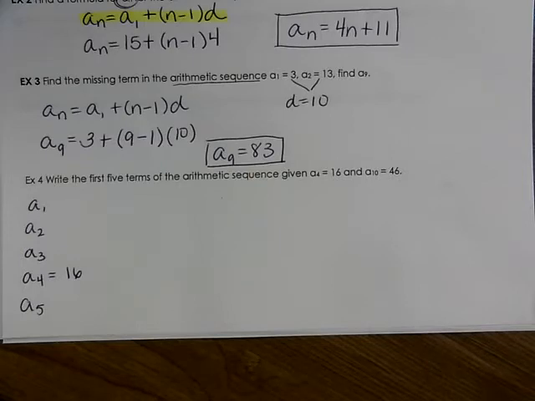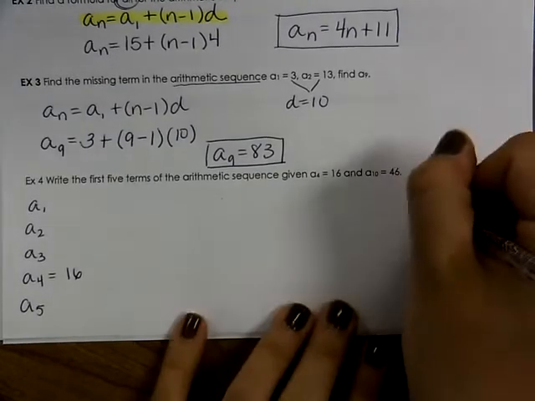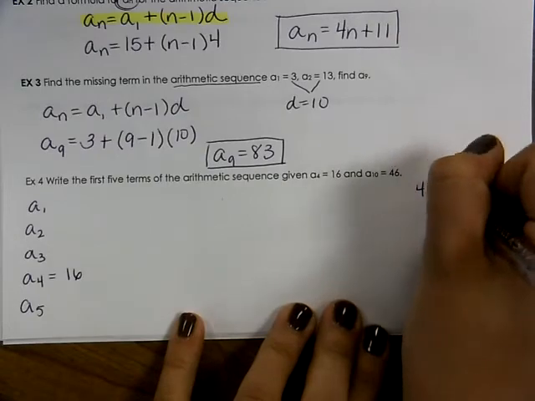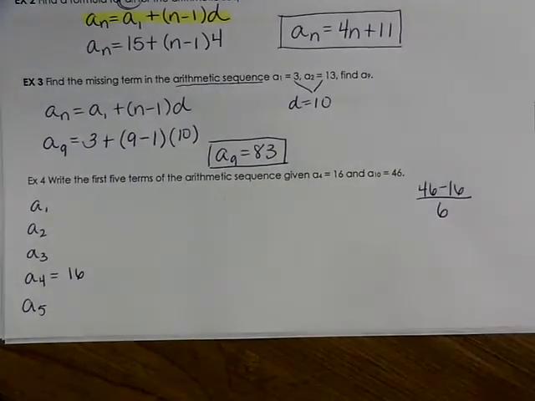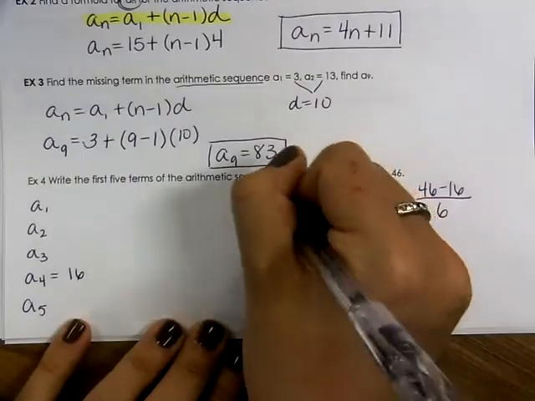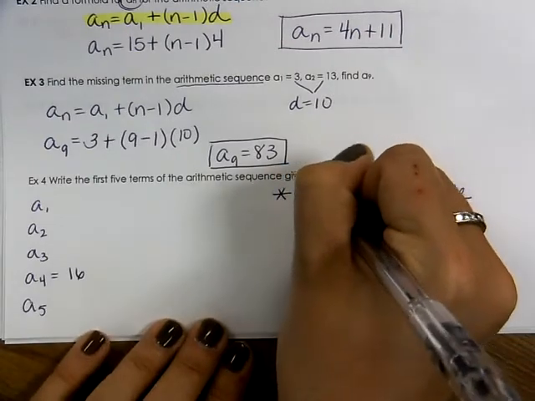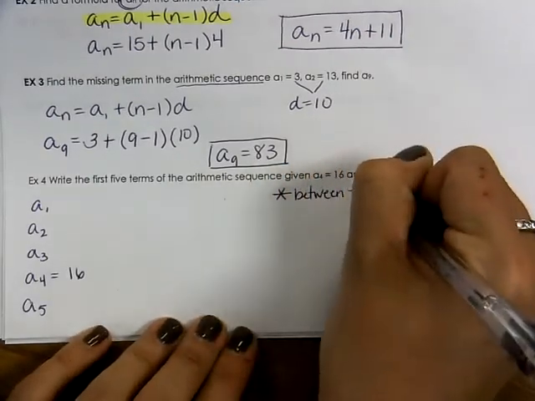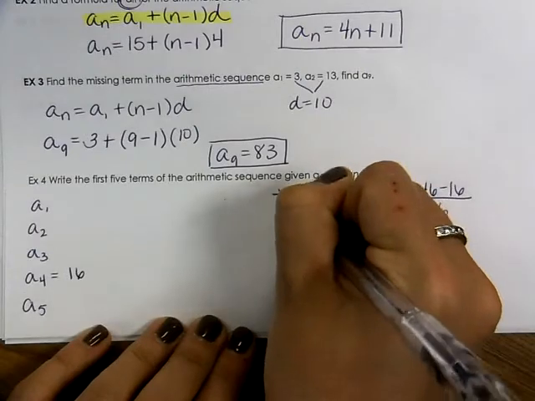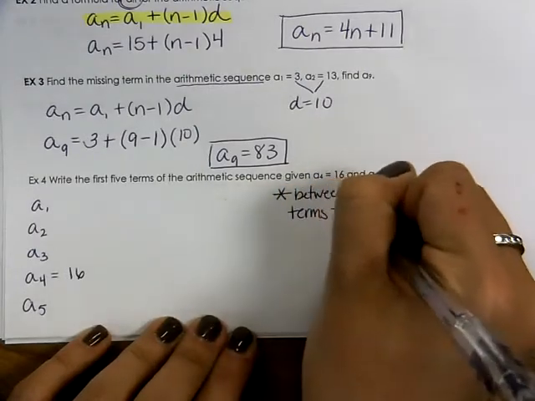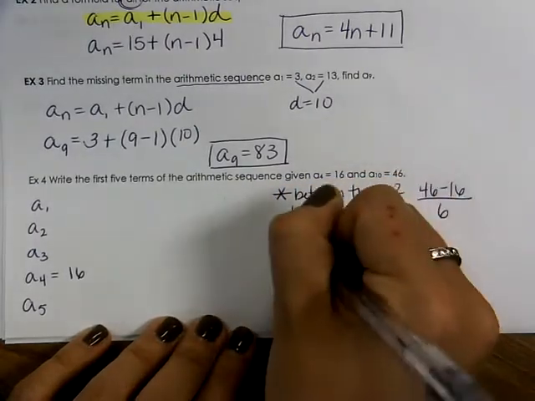How am I going to find those other terms? Ethan, can you subtract 46 by 16 and divide by 6? Why 6? Because 10 minus 4 equals 6. Right, so in between these two terms, there are 6 terms.